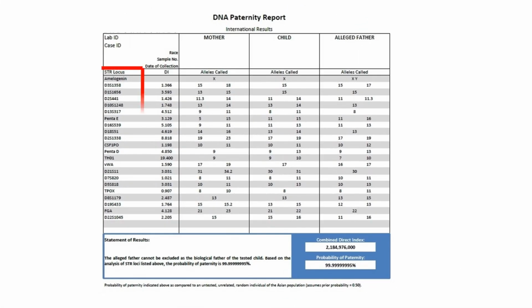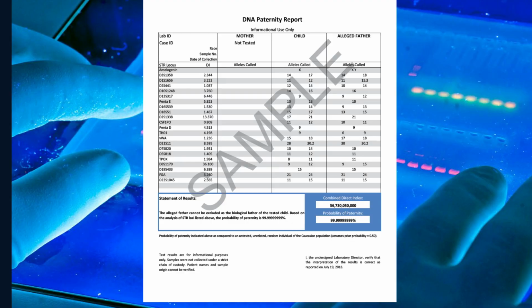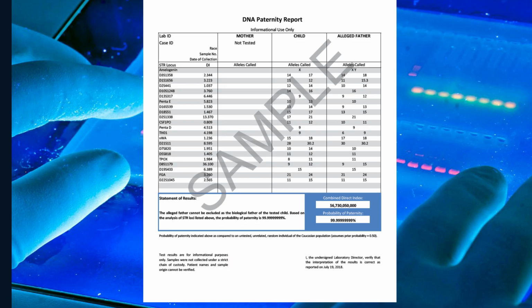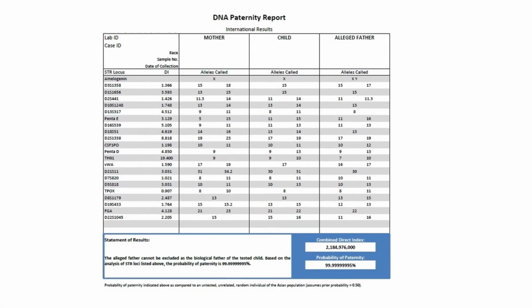The report shows numbers, in the first column of the chart, to indicate each locus that was tested. Our lab tests at least 20 different DNA locations listed in the STR locus column and then compares the data with the same locations for other tested parties.